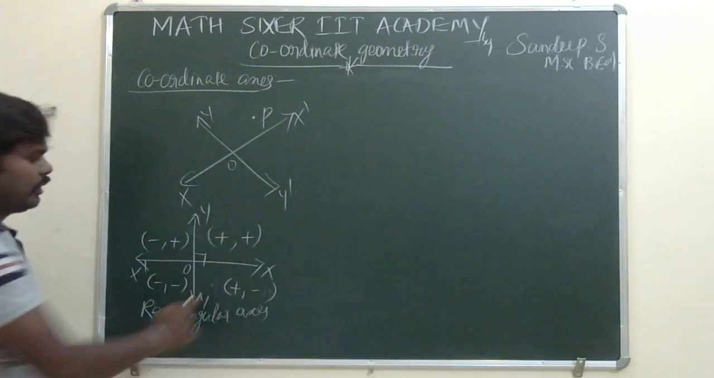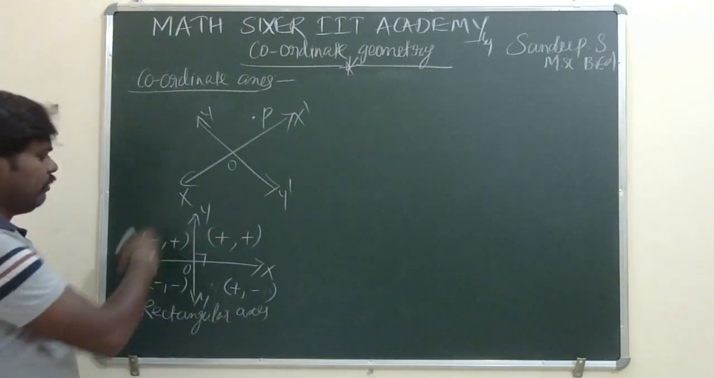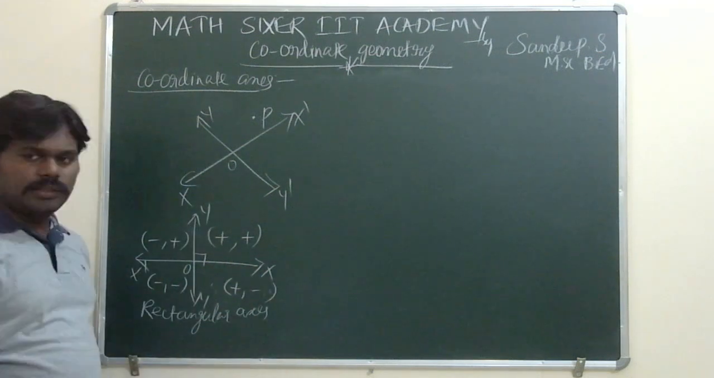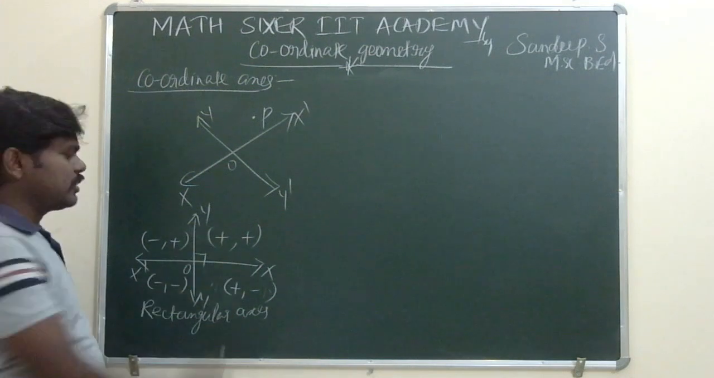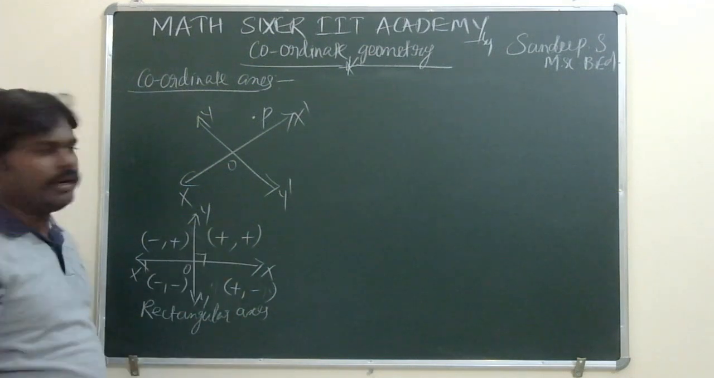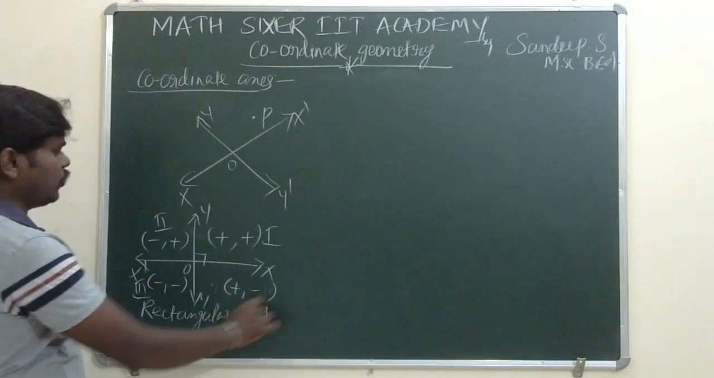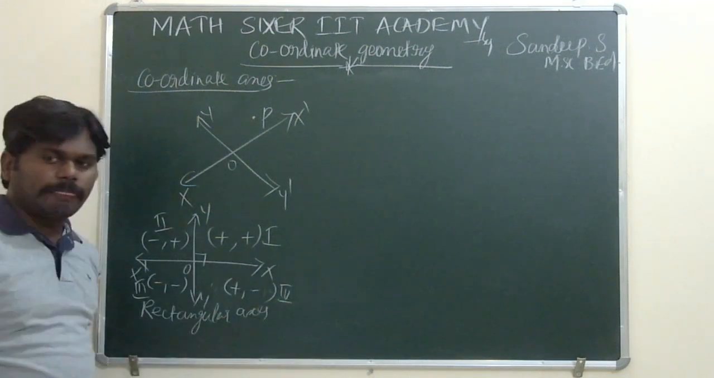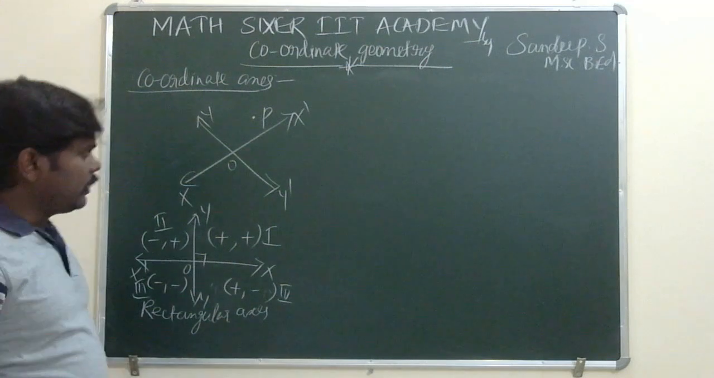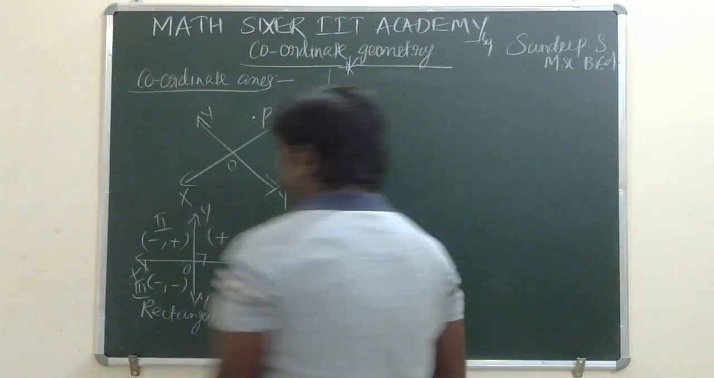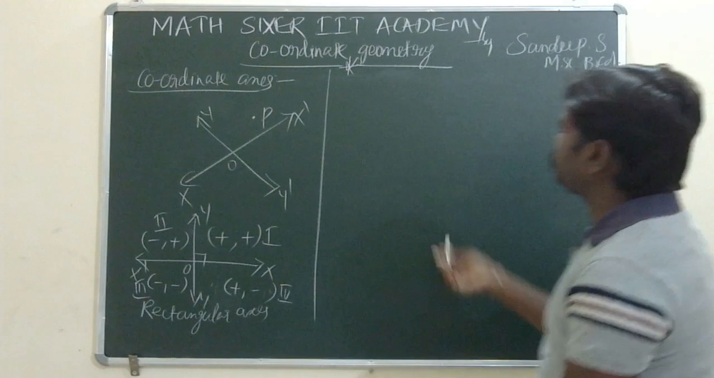It is very clear that in a plane, when two straight lines are intersecting, the total plane is divided into four parts. Each part is called a quadrant. This is called the first quadrant, and second quadrant, and third, and this is the fourth. Now we will see how to find the position of the point.